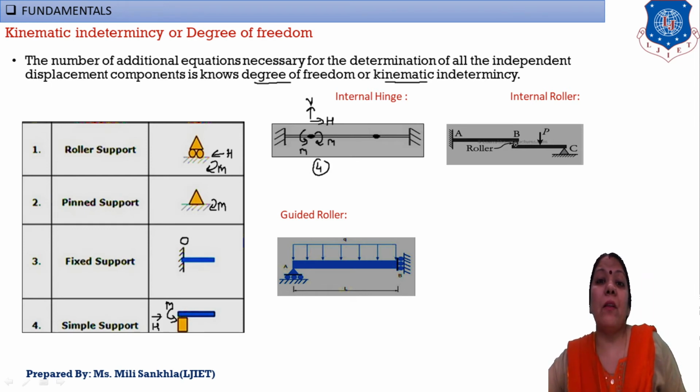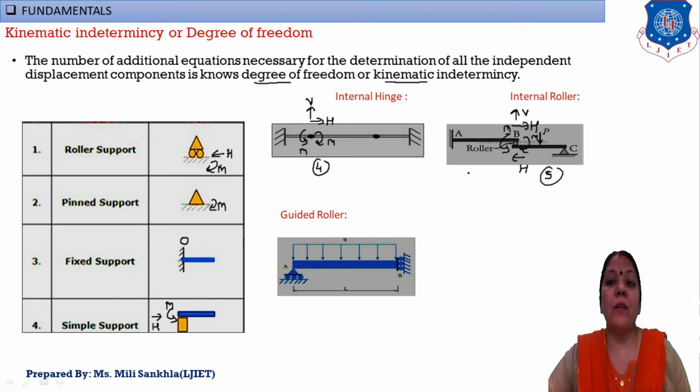Next, the internal roller allows moment and horizontal displacement, then vertical displacement. Moment M, then here M, H and vertical. That means the internal roller allows 5 degrees of freedom. The internal roller allows 5 degrees of freedom.